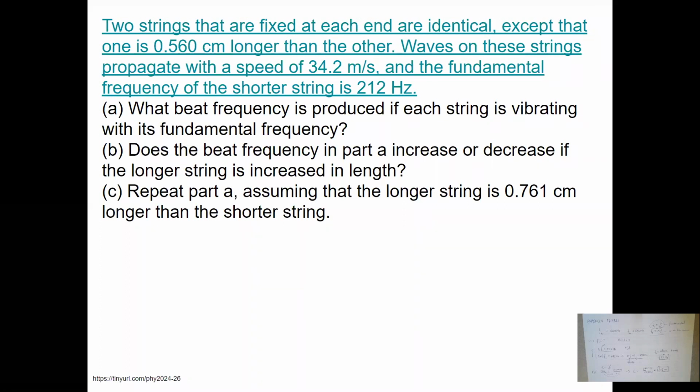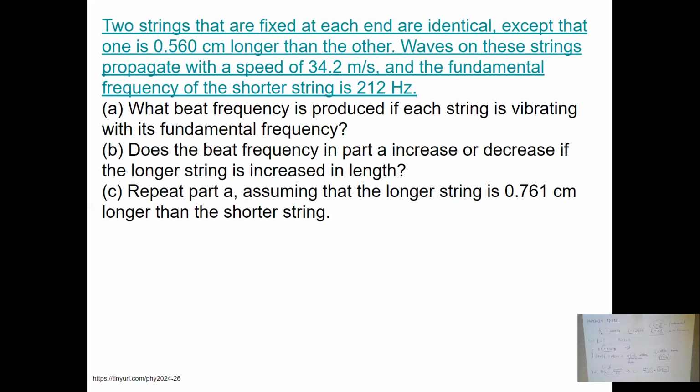This one says you have two strings fixed at each end that are identical, except that one is a little bit longer than the other. The longer one is 0.560 centimeter longer, just half a centimeter. Waves on these strings propagate with a speed of 34.2 meters per second. The fundamental frequency of the shorter string is 212 hertz. It's asking what beat frequency is produced if each string is vibrating with its fundamental frequency.